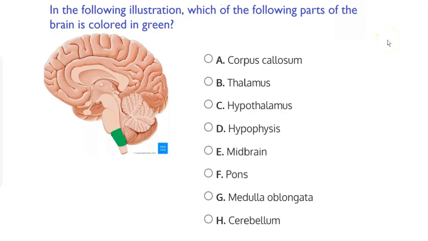So for this question, we're given a diagram, and part of it is shaded green, as we can see in this section right here. And the question's asking, for this illustration, which of the following parts of the brain is colored green? So this part right here.